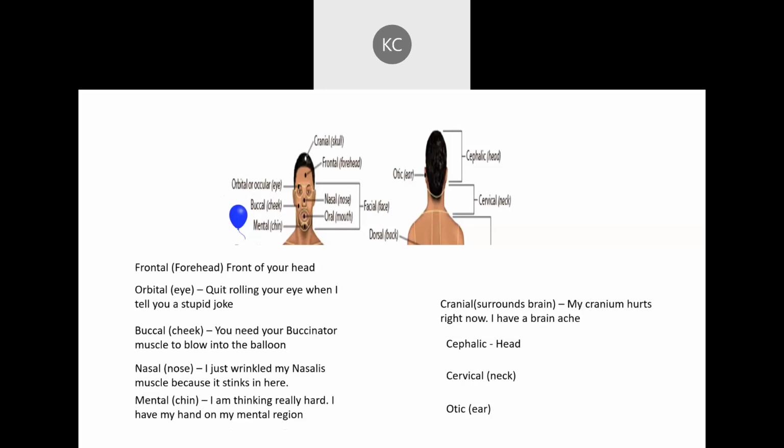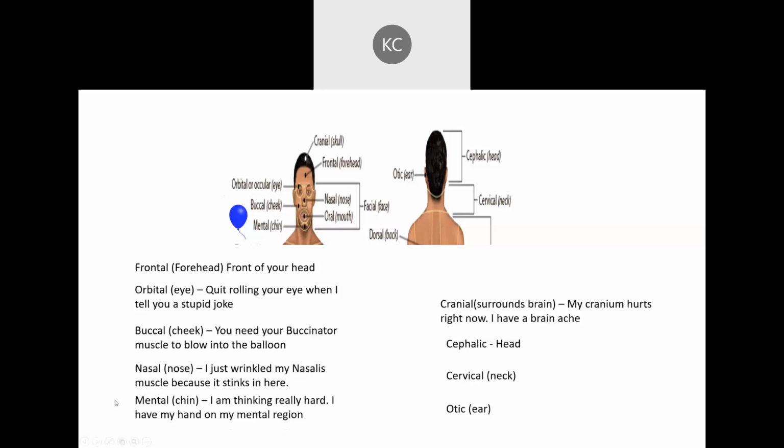Now, some of them are very straightforward, in terms of the anatomical term matching up closely with the common term, or once you learn what the anatomical term means, then it makes more sense, right? So the forehead is at the front of our head, so it is the frontal region, right? The nasal region is our nose. That makes sense.